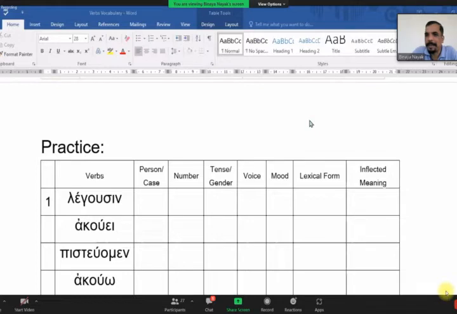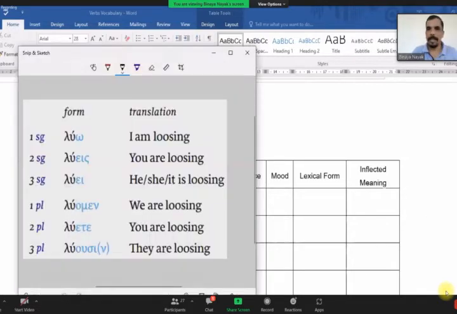No new theory, so we'll take some time to practice. This is the table we learned, the conjugation table for the present active indicative verb chart. Can anybody read it for me?